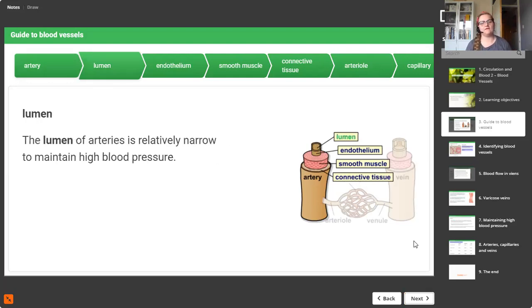To do this, they have the lumen. The lumen is the area where all the blood flows through, so it's the empty cavity. The lumen of arteries is actually really narrow. That's to help maintain that really high blood pressure. If it was too wide, then that blood pressure would drop. So they have a really narrow lumen for high blood pressure.